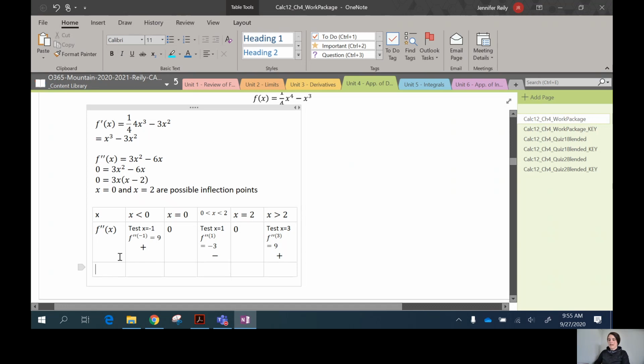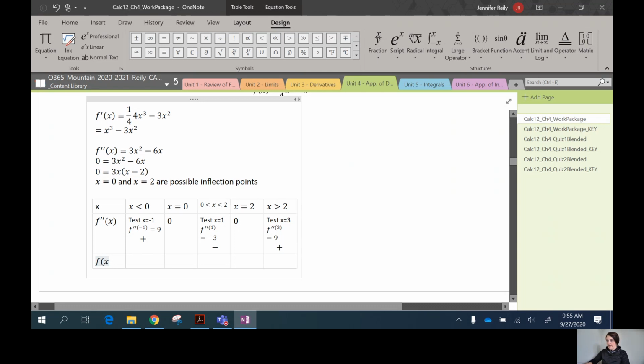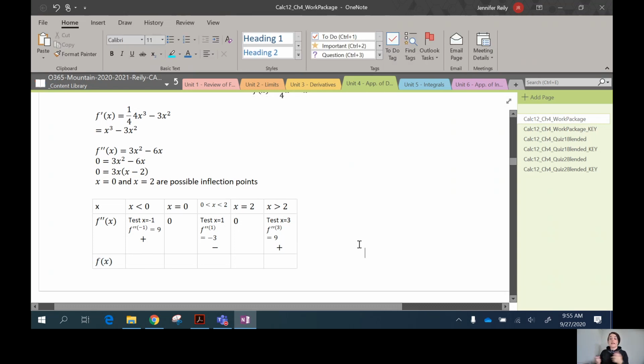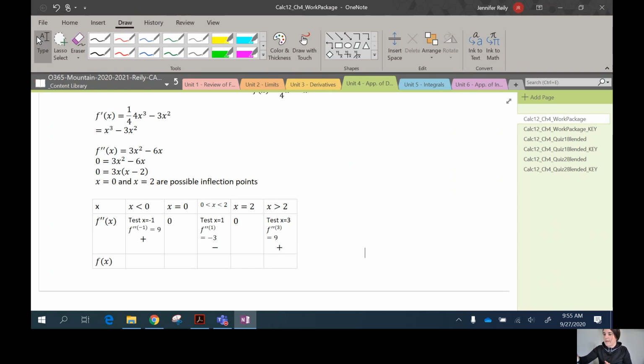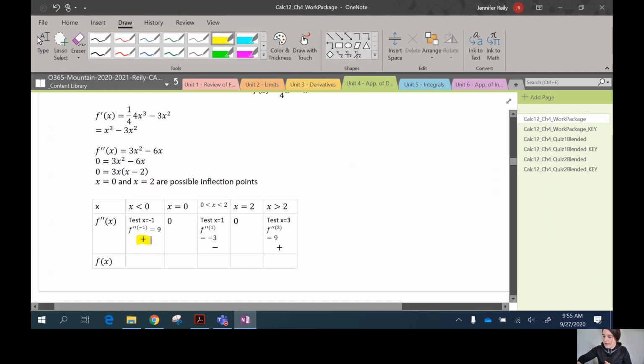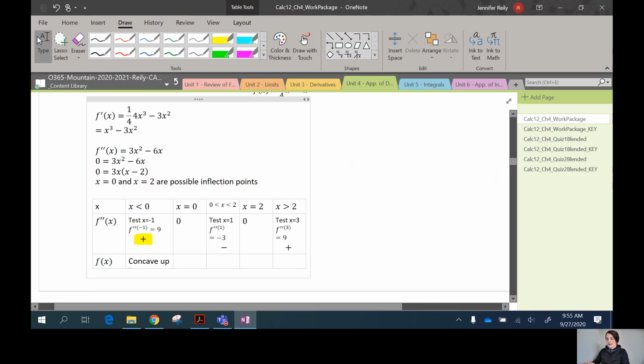Okay. So what do these tests tell us about the graph? So what do they tell us about the function f of x? They tell us the concavity, but they also indicate which points are inflection points. So I'm going to go back to my highlighter again. Here, the second derivative was positive. That means the graph is concave up for all the x values less than 0. In this region, so I'll just highlight this whole thing.